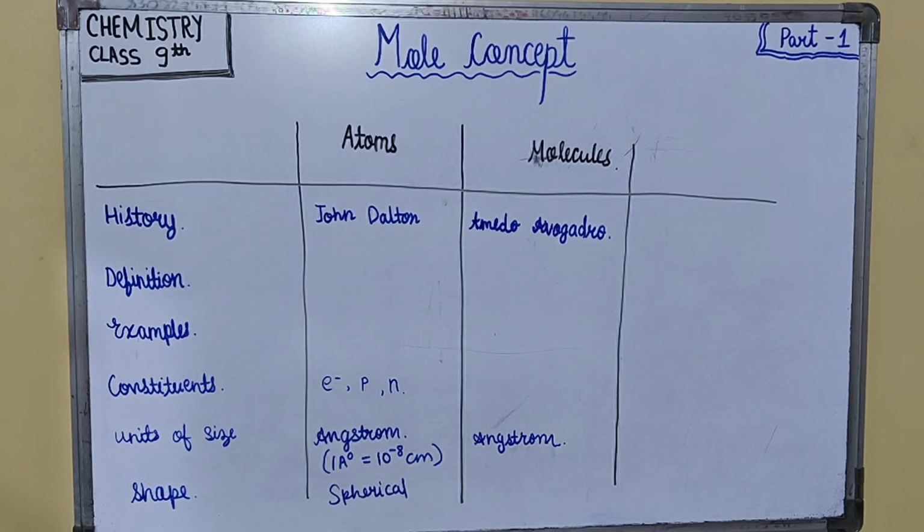Now, I guess by now you might have understood the rulers of the microscopic world, that is atoms and molecules. I hope you've understood this part 1. In part 2, we will learn types of molecules, then atomicity, then atomic weight. I hope you have understood this part.